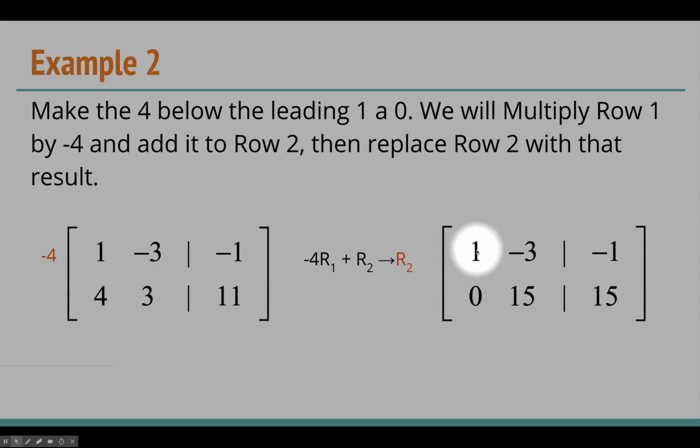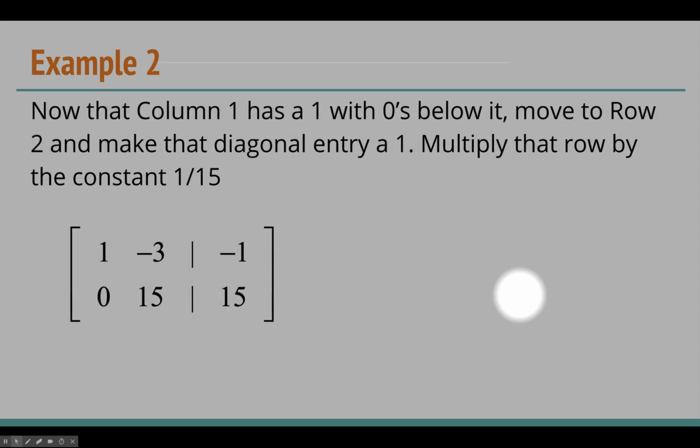So now I have 1 up here with zeros below it. I'm done with this column. I can now move to the next column. The next column over here, column 2, I want to make this a 1. I don't really care about this anymore above it, this -3. I'm focused on making this 15 a 1. So that's our next step.